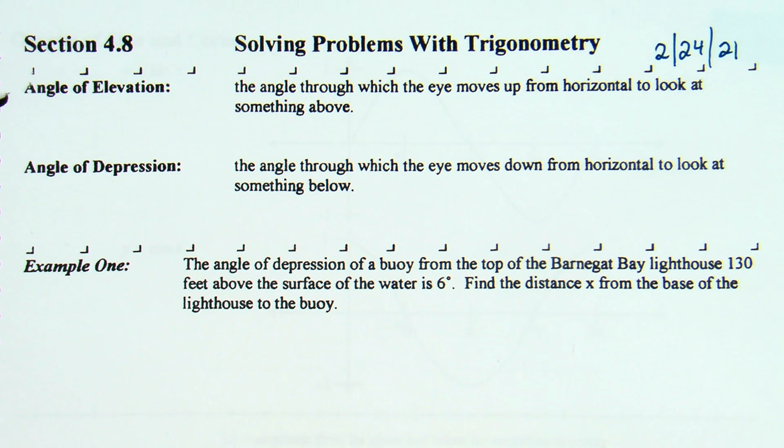So let's look at example 1. The angle of depression of a buoy from the top of the Barnegat Bay Lighthouse, 130 feet above the surface of the water, is 6 degrees. Find the distance x from the base of the lighthouse to the buoy.